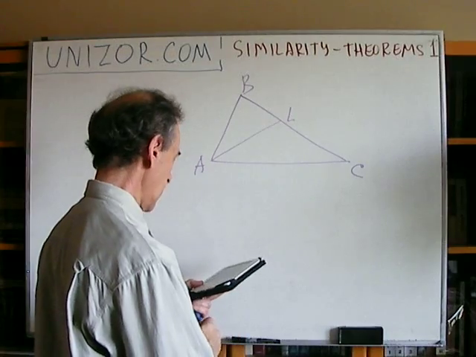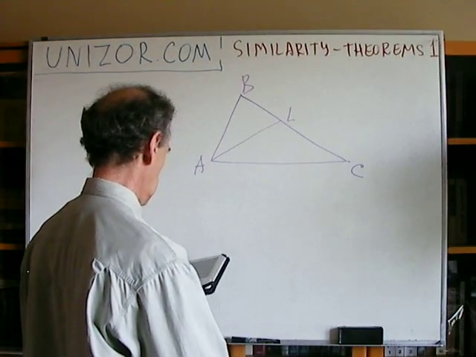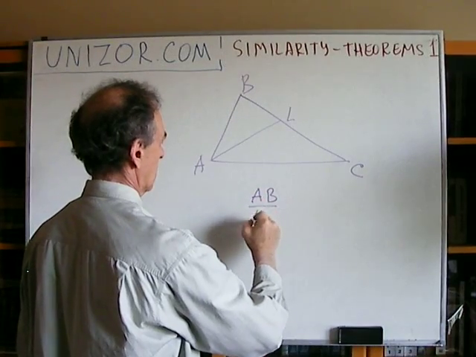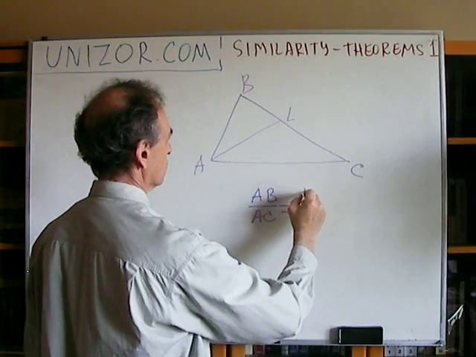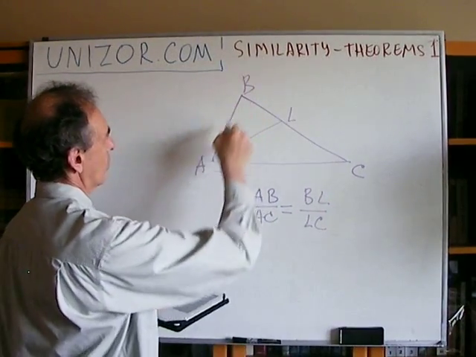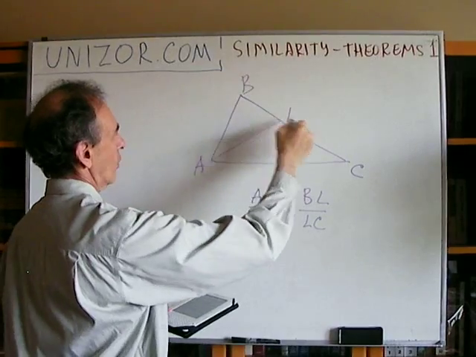In other words, I have to prove that AB over AC is equal to BL over LC. This over this is equal to this over this.